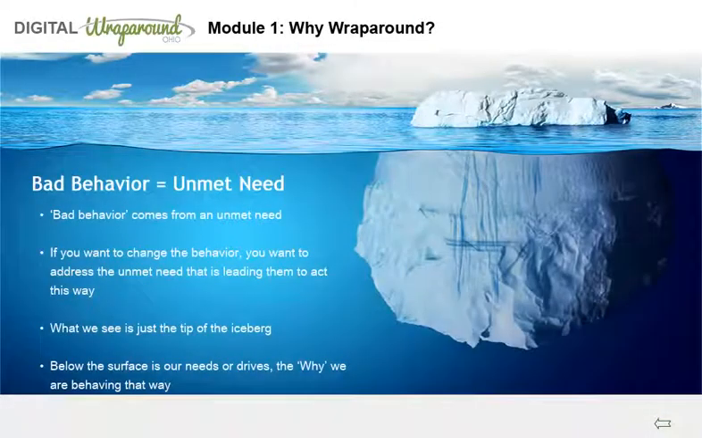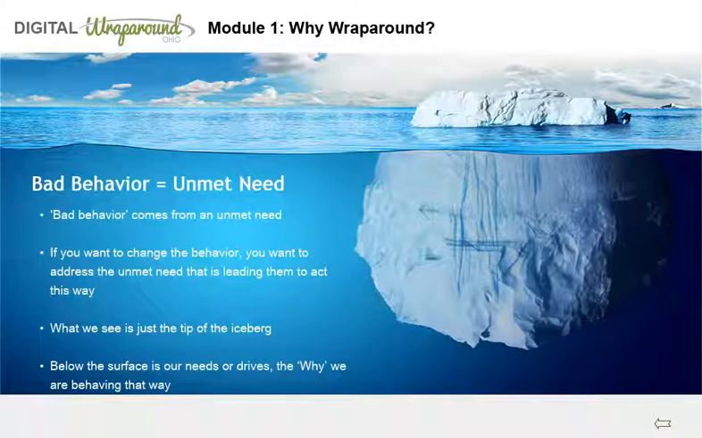In looking at Gabe's behaviors that are causing him and others problems, what would you say are his needs? One of the mantras of Wraparound is, bad behavior comes from an unmet need. These underlying drives or needs we have explain why we are behaving in a certain way. Often these are under the surface, and if you want to change the behavior, you want to address the unmet need that is leading them to act this way.